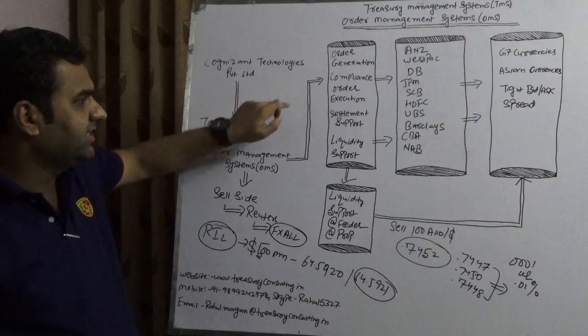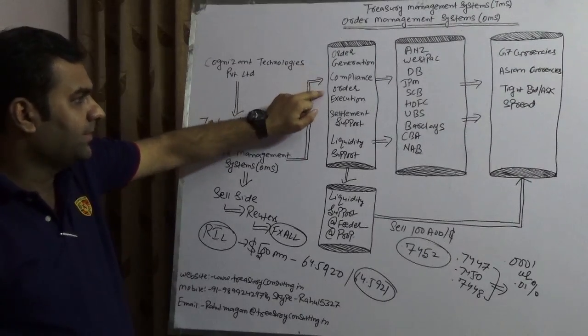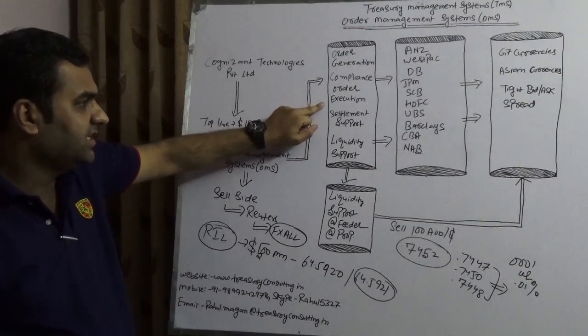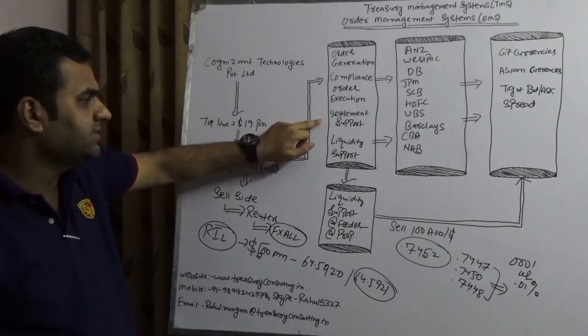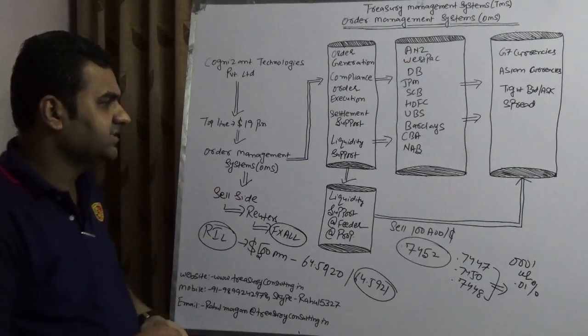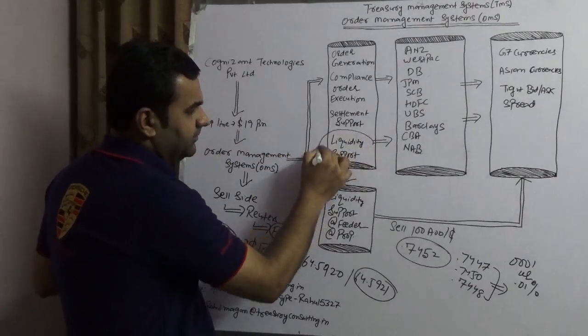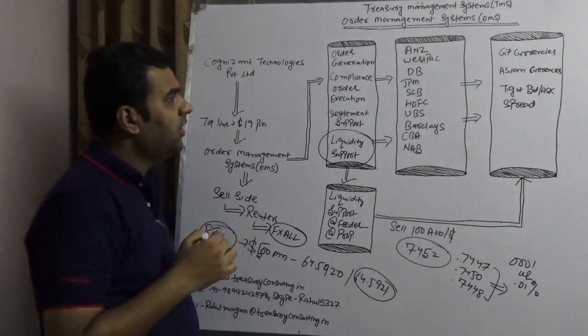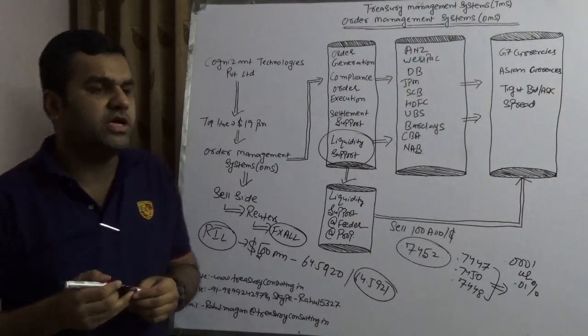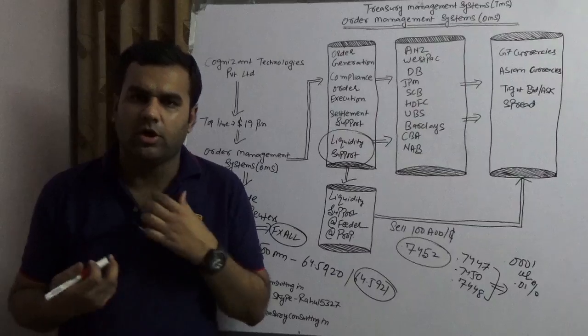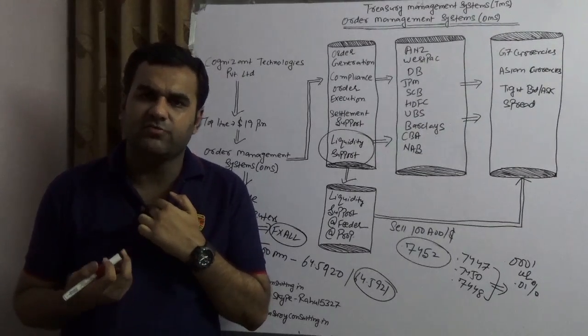OMS would have 5 things: order generation, compliance, execution, settlement support, and liquidity support. This is a very important thing which we need to learn. Now order generation means it should give you the capacity to generate an order. Now it should have a list of all the brokers.